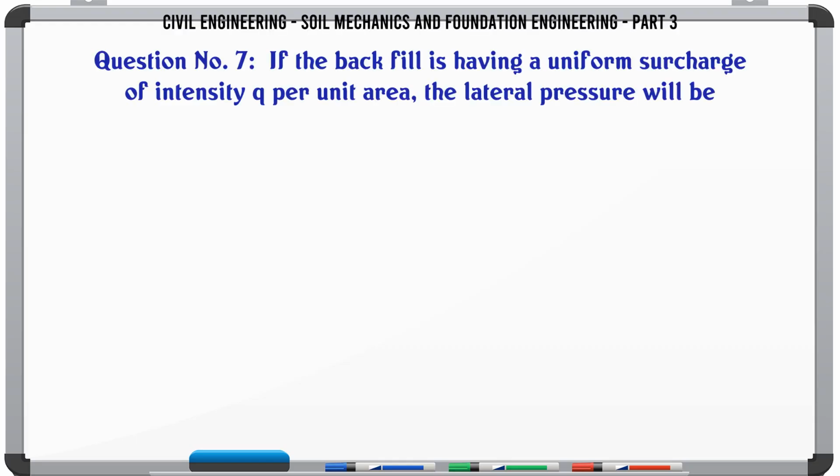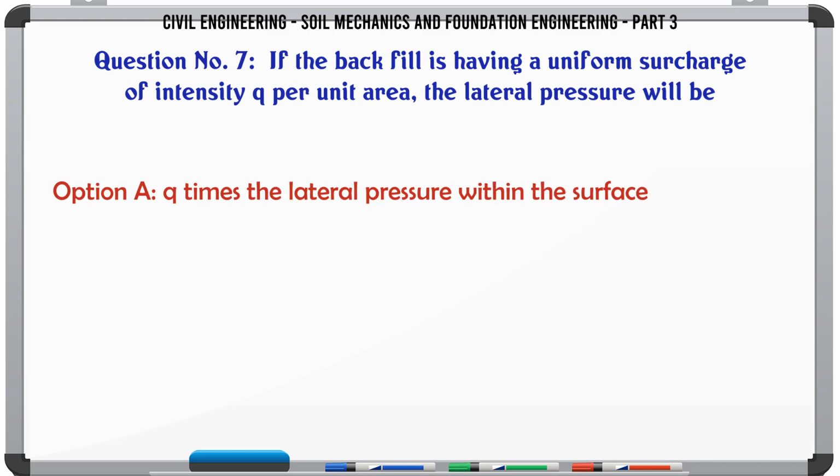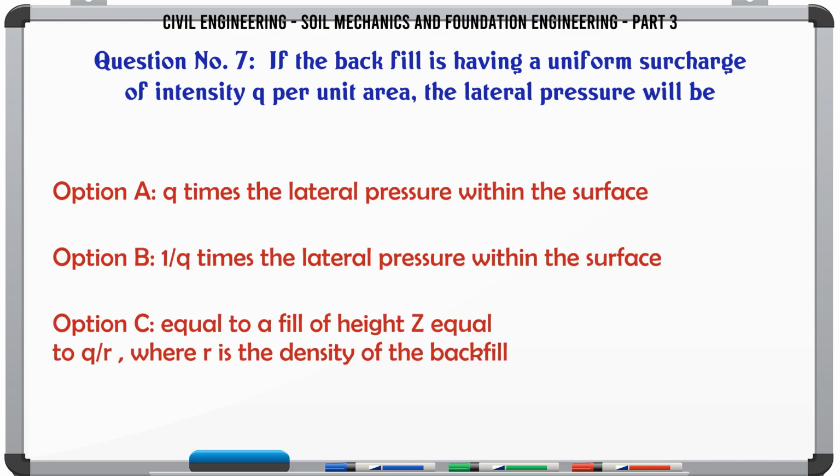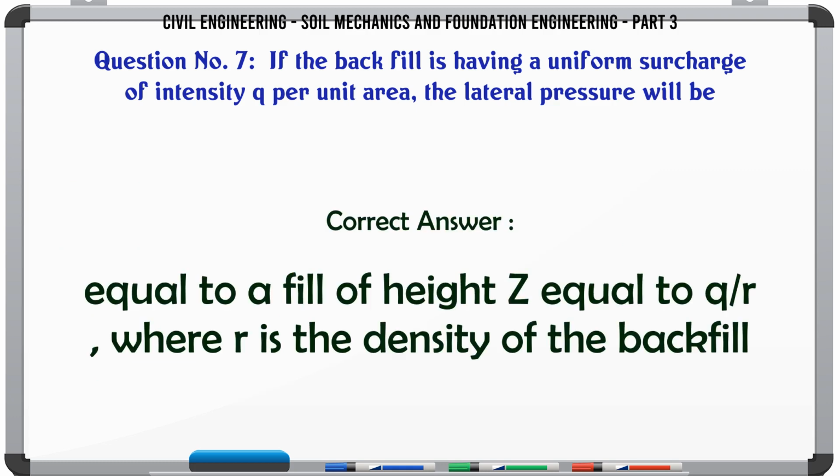If the backfill is having a uniform surcharge of intensity Q per unit area, the lateral pressure will be A. Q times the lateral pressure within the surface, B. 1/Q times the lateral pressure within the surface, C. equal to a fill of height Z equal to Q/γ, where γ is the density of the backfill, D. none of these. The correct answer is equal to a fill of height Z equal to Q/γ, where γ is the density of the backfill.